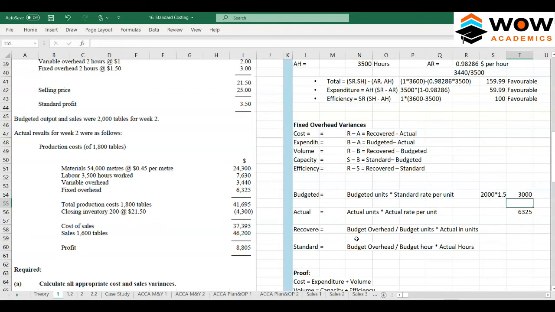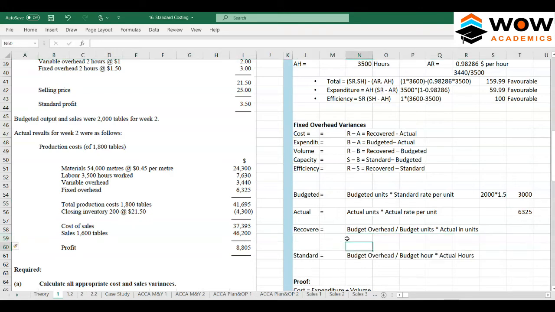So the formula is, I think we'll work it out right here because we don't have space there. 3000, that's the budgeted fixed overhead, divided by... okay, I think we have to first find this answer. 3000 divided by budgeted units. How many units are produced? 2000 units were produced. Close the bracket. Then multiply by actuals in units. How many units have you actually produced? You have produced 1800 units. Okay, so get the answer for that.